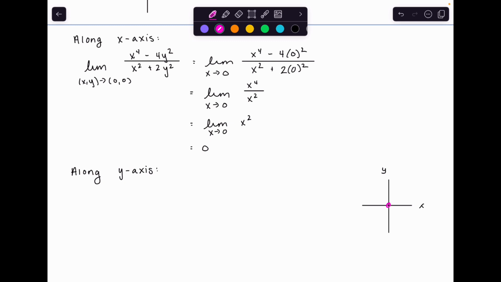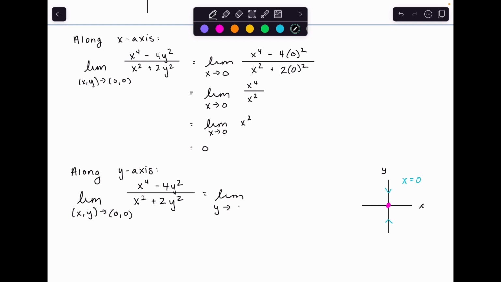The point I'm approaching is (0, 0). And if I'm coming along the y-axis, then my x is going to equal 0. So this limit along this particular path will turn into the limit now as y approaches 0, because my x I'm setting equal to 0.